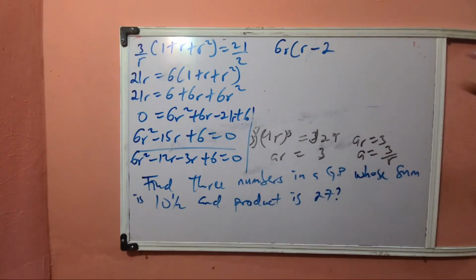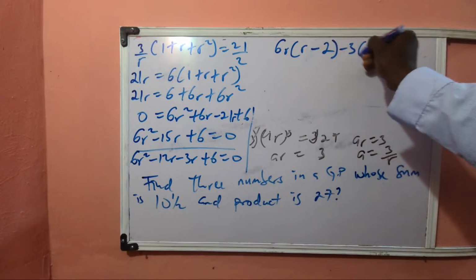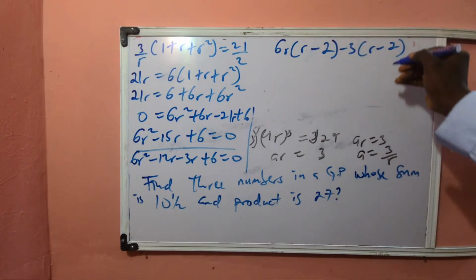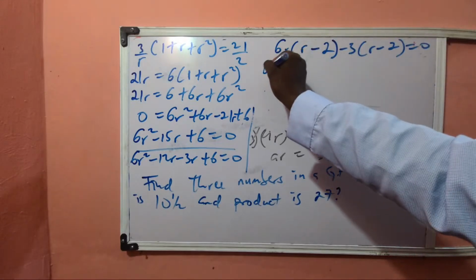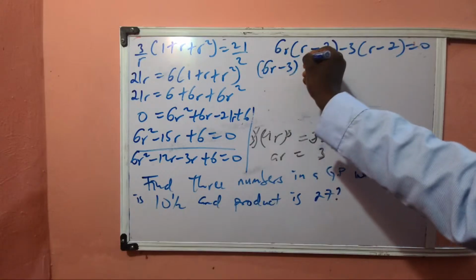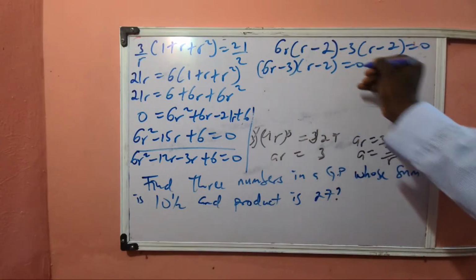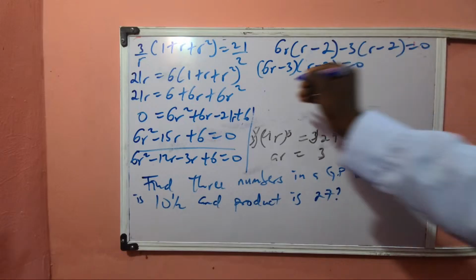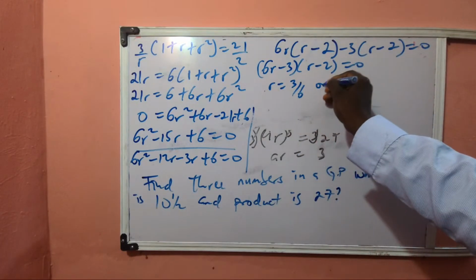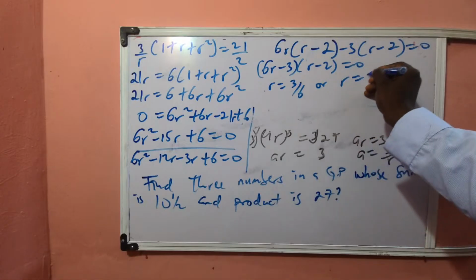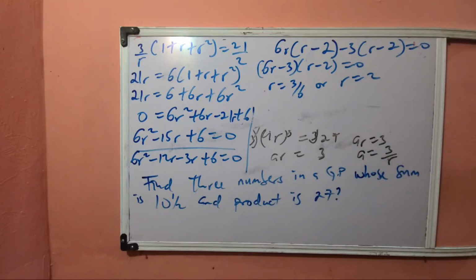And then I'll be having minus 3 into r minus 2 equals 0. I'm sure you can see that. So I'm having 6r minus 3 and r minus 2 equals 0. Of course, I know my r here will be equal to 3 over 6, or 1 over 2, and r being equal to 2. I'm sure everybody here can follow what I'm doing there.